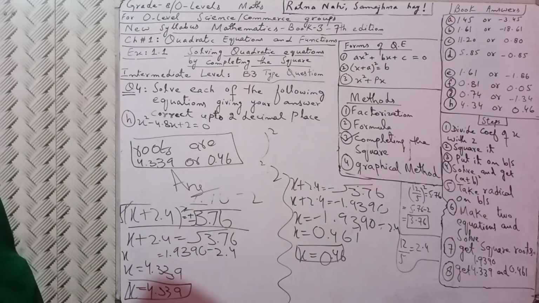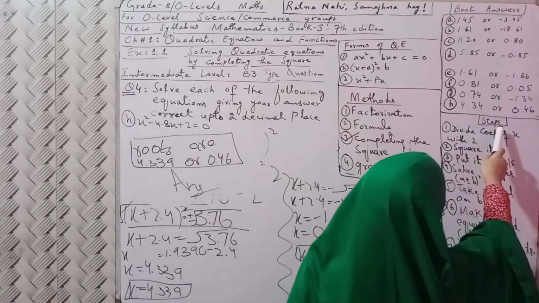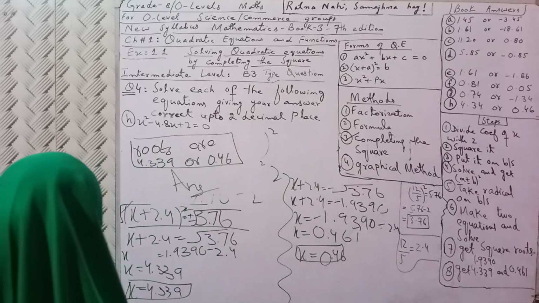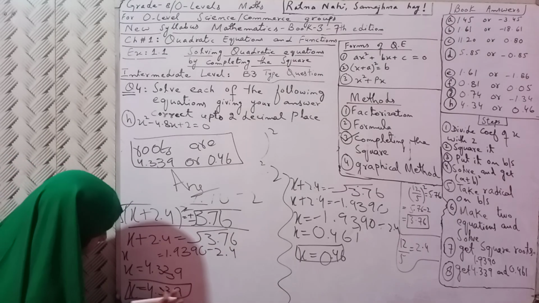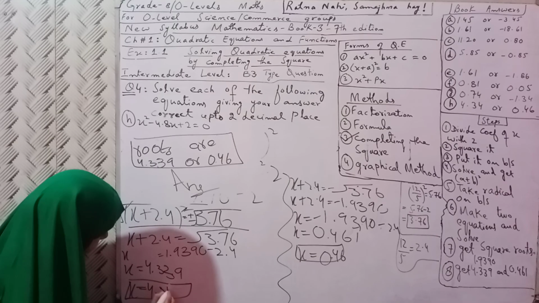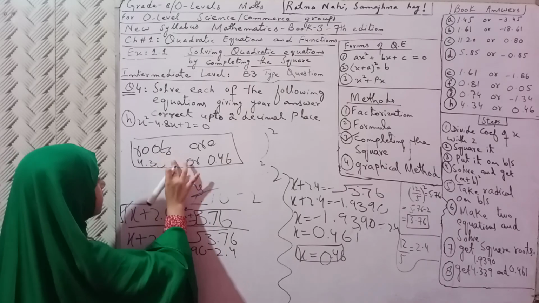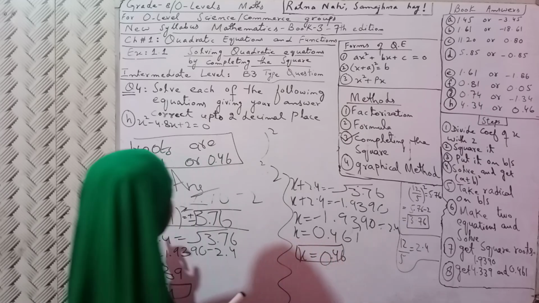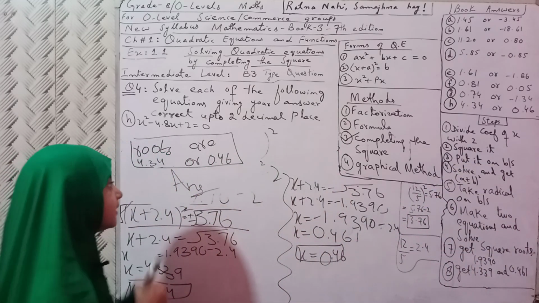So the book answers are written, you can check it. 4.34. Now here we will do the round off. Now 4.34, 0.46. It simply means this is correct.